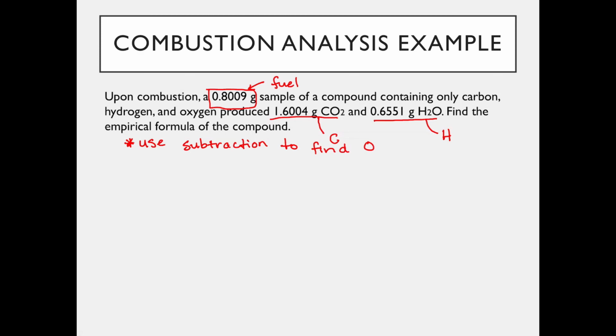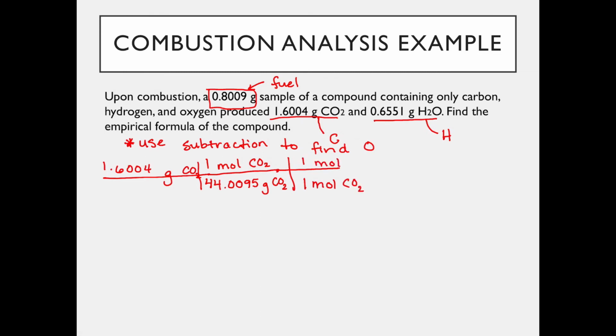So we're just going to do some stoichiometry, really, or just some unit conversions to figure out how much carbon was in our carbon dioxide. So we have 1.6004 grams of carbon dioxide. And so we'll use the molar mass of carbon dioxide, and I'm going to use a couple more digits just so that I'm not limited by my significant figures here. So we'll use our molar mass to change grams of carbon dioxide into moles of carbon dioxide. And for every 1 mole of carbon dioxide, we have 1 mole of carbon, right? Because there's that 1 as a subscript for carbon in carbon dioxide. And then for every 1 mole of carbon, we have, and again, I'm going to use a couple more significant figures here, 12-ish grams of carbon.